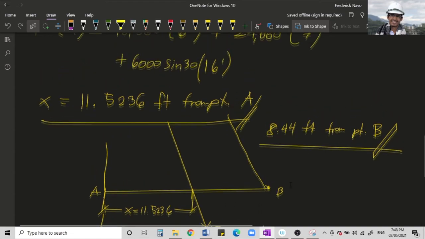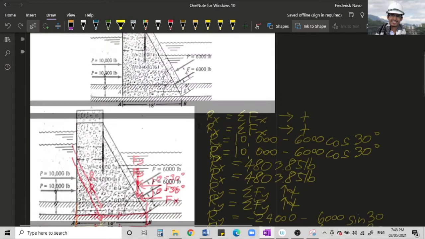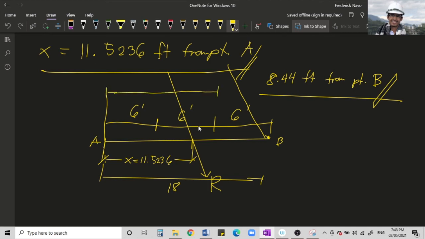So, yung question sa atin is kung tatama ba sa middle third yung ating resultant. Okay? So, yung middle third ng ating base. So, this is 18. So, hatiin natin yan sa tatlo. So, tatama siya, di ba? So, if this is 6 feet, 6 feet din to. Then 6 feet. So, kung ito is 12 feet, ayun, 12 feet. Ayun, tumama siya sa middle third. Okay? So, ibig sabihin, tatama yung resultant natin sa middle third ng ating base ng dam. Okay? So, yes ang sagot dun sa ating question.